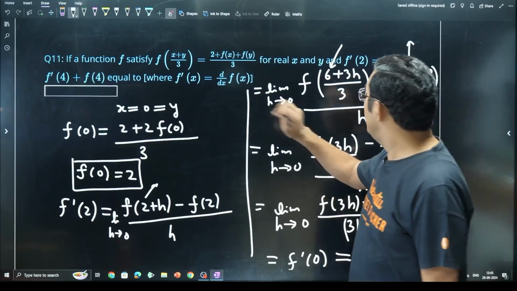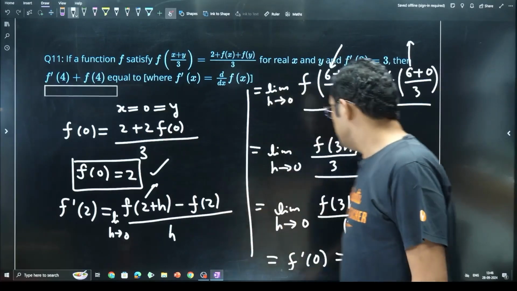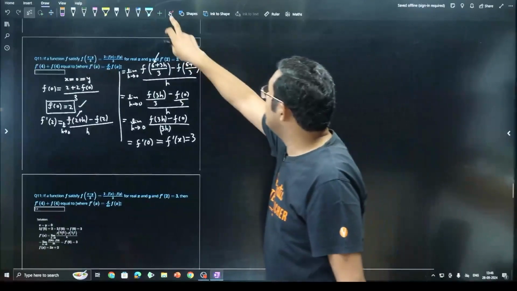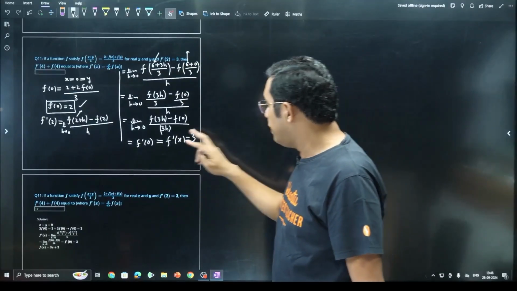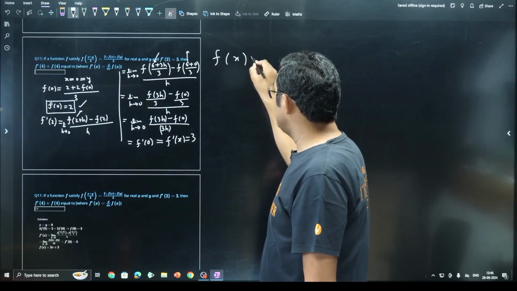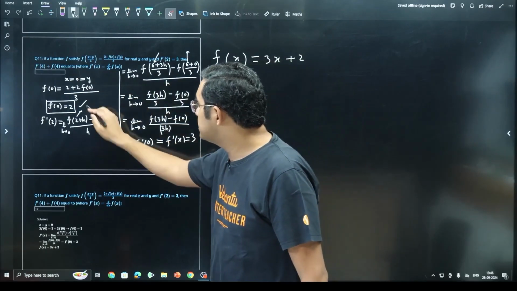Also, we have found f0 equal to 2. So we have a linear function and we have f dash 0 equal to 3. If we combine this, I think we will get fx equal to 3x plus 2. Value at 0 is 2.